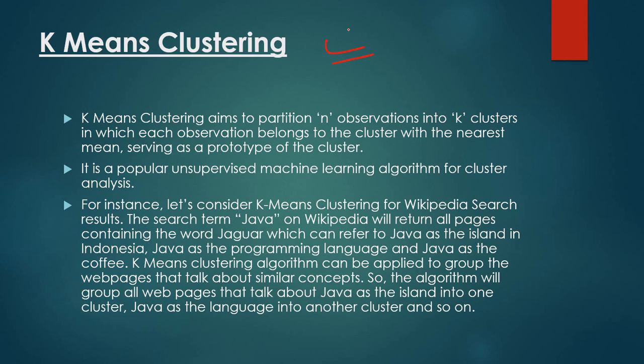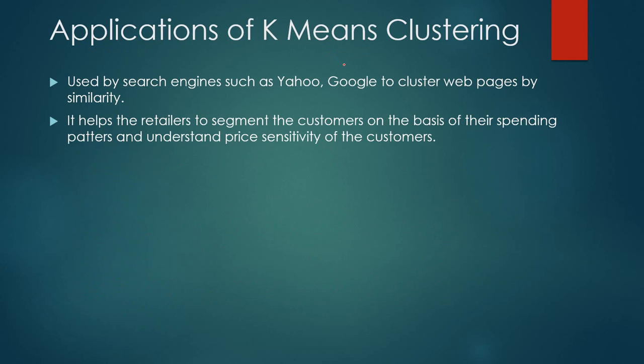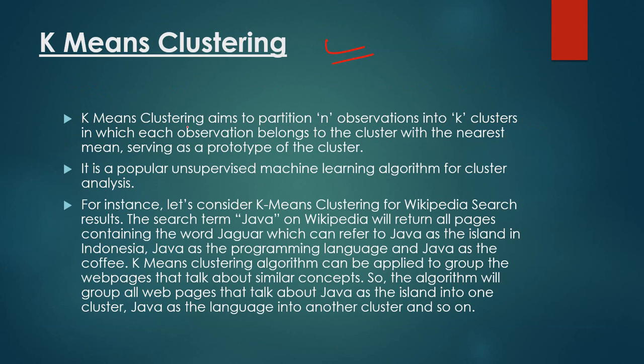K-means clustering. This is an unsupervised learning algorithm, by the way. K-means clustering aims to partition n observations into k clusters. Okay, so if you have something like this, it's not a supervised one, it's unsupervised. You just have three classes, right? And K-means is a very useful algorithm which can classify data into different classes.